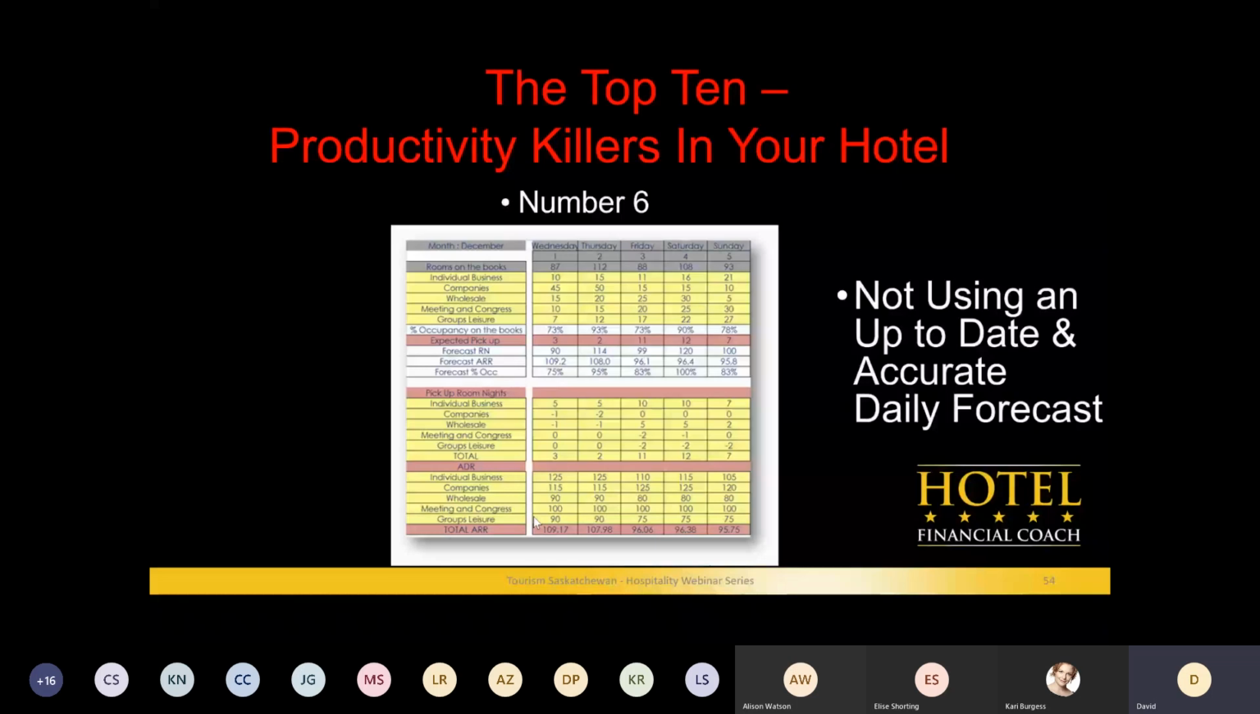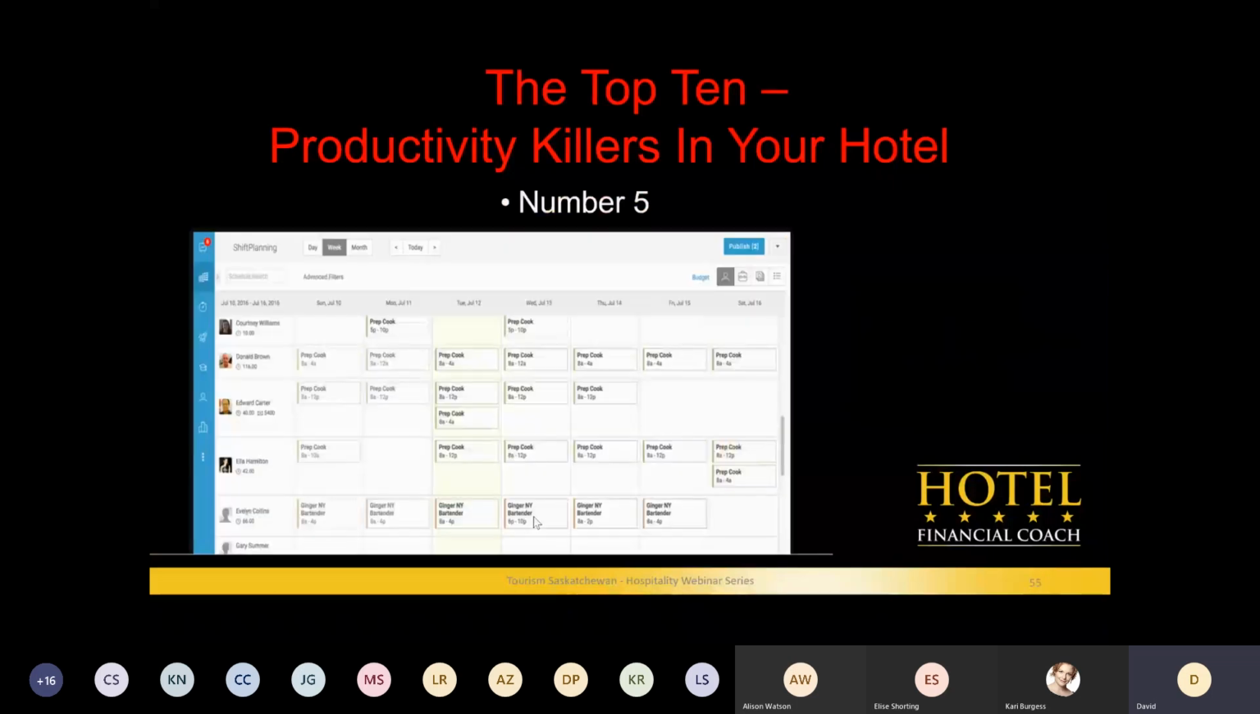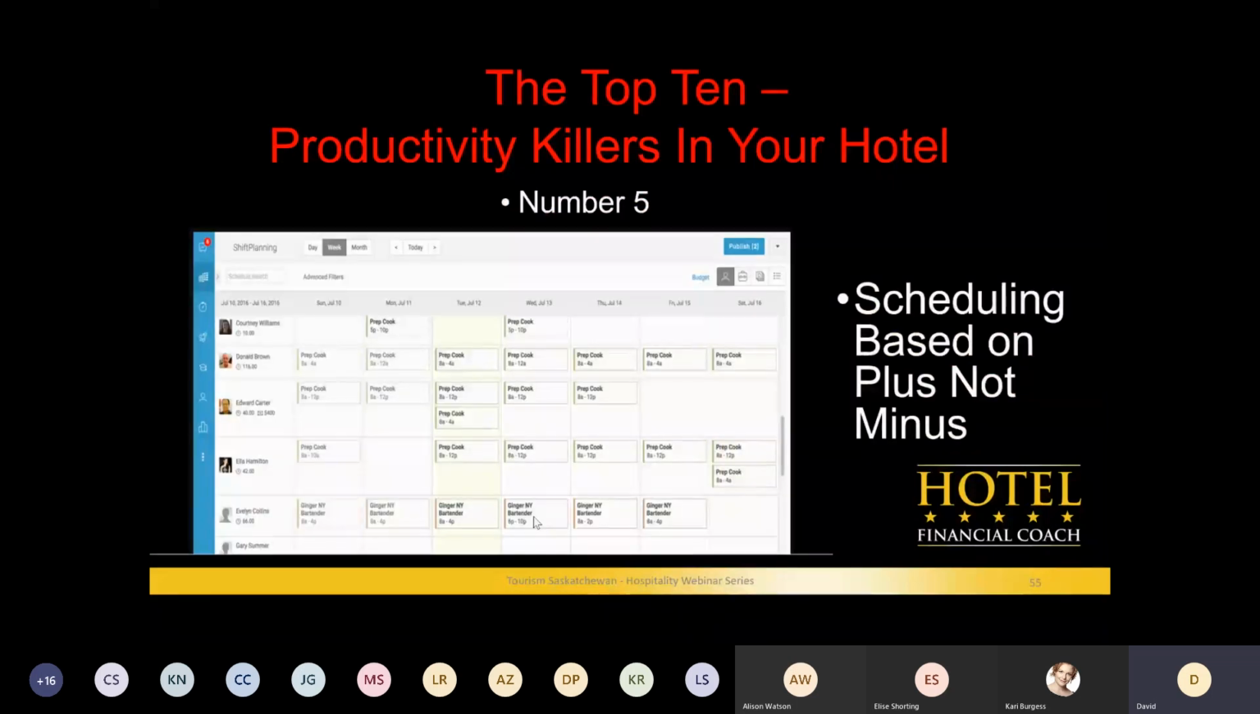You've got to be able to leverage that and make sure that as things change in the week, you change the schedule. All right, number 5, scheduling based on plus, not minus.